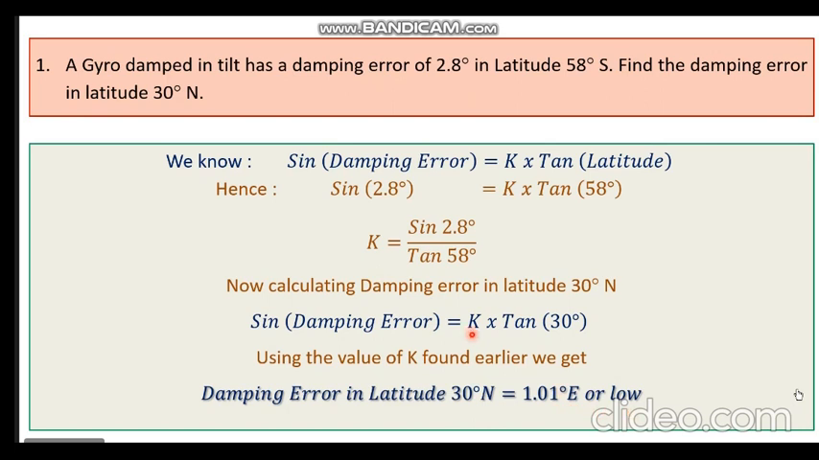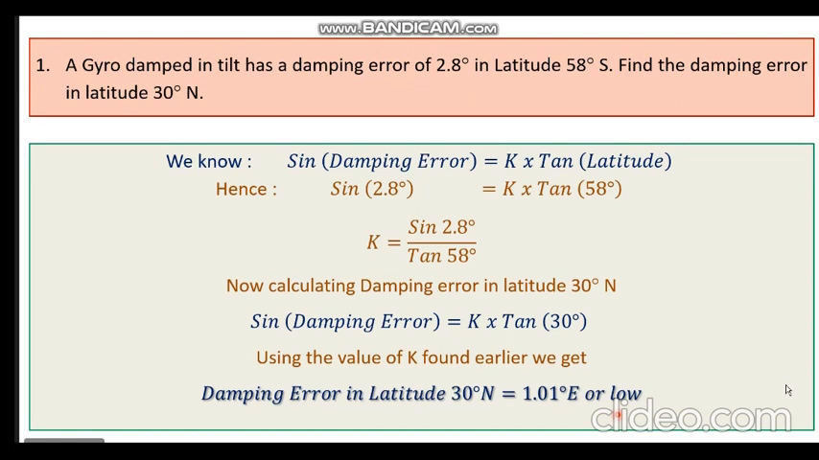As you put the value of K in the calculator, it will give you the magnitude as 1.01 degrees. And we are aware that the damping error is always east or low in northerly latitudes. The latitude given to us is 30 degrees north, hence the gyro error is also east or low. East and low are interchangeable. You can denote it by either writing it as easterly error or you can write it as the gyro is 1.01 degrees low. So this completes our question number 1.